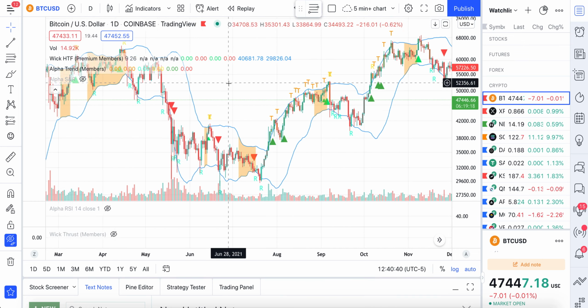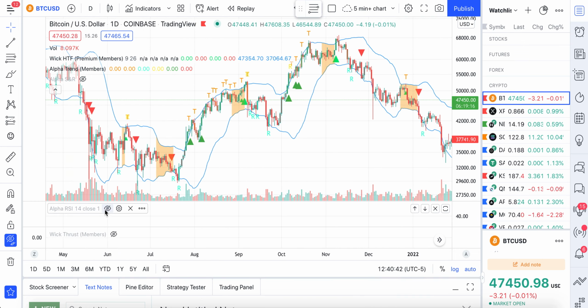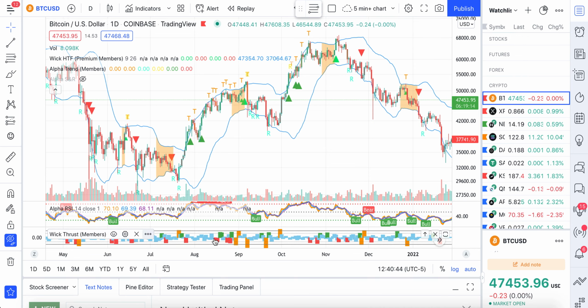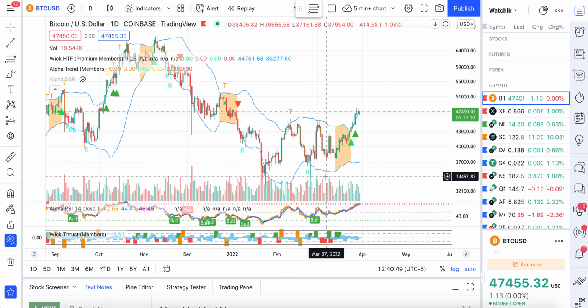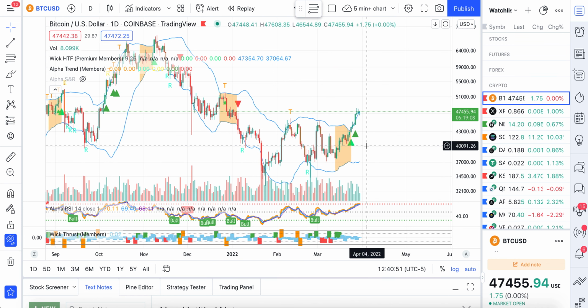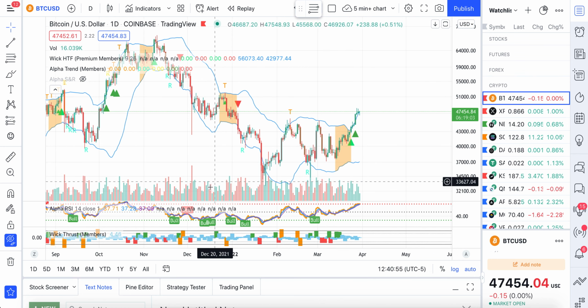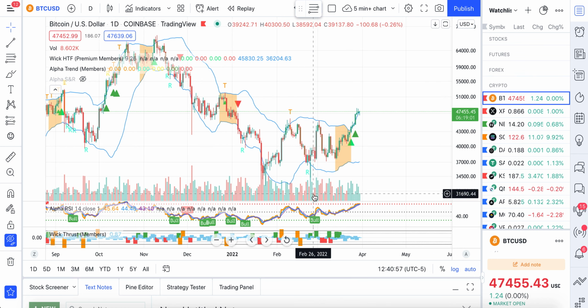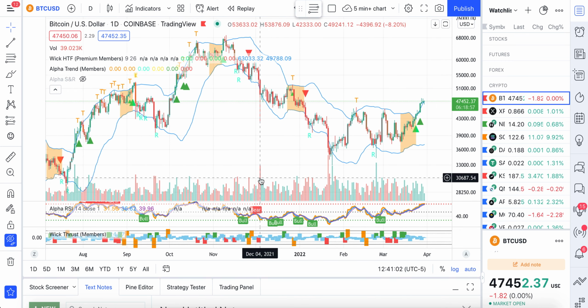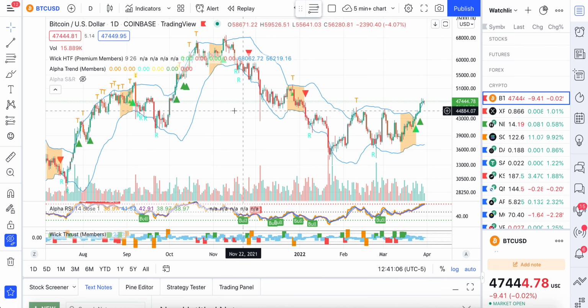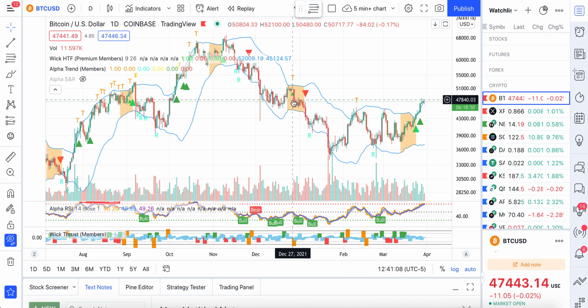Now, the last two I'm going to bring up are the Alpha RSI and the Wic Thrust. The Alpha RSI is just another custom RSI made by Trading Alpha, but it does a really good job of tracking momentum. But it also shows you bullish or bearish divergences. Now, guys, remember, they don't always hit, but if you put that signaling along with these other tools you have, you're putting yourself at a big advantage against the market.